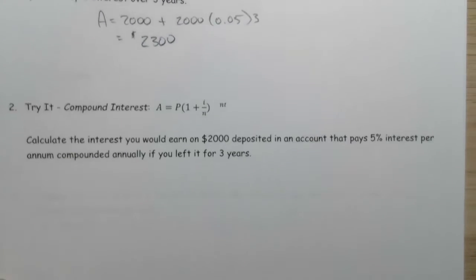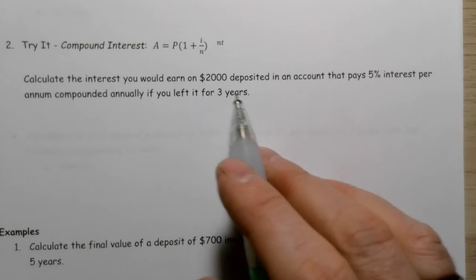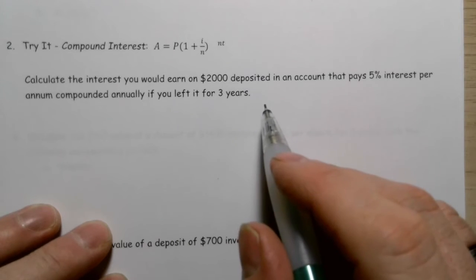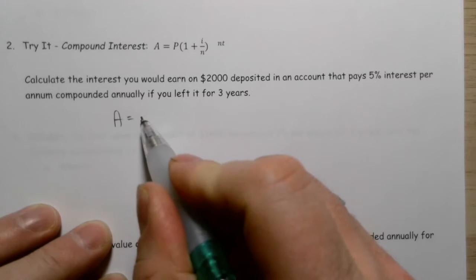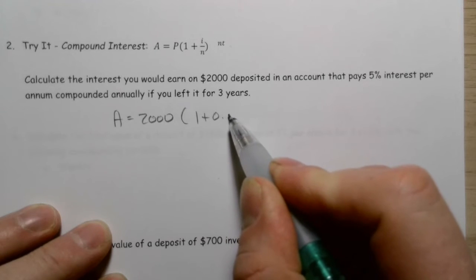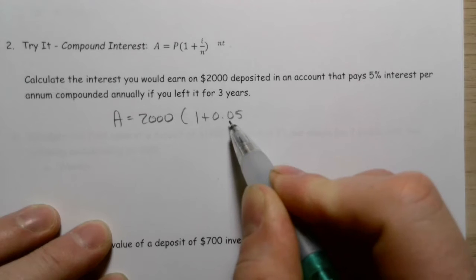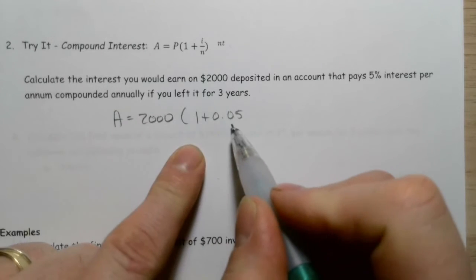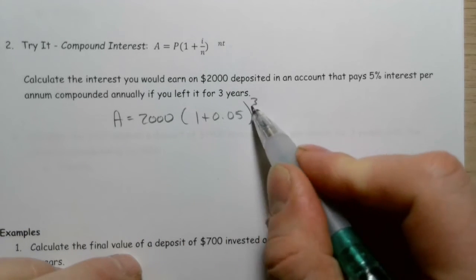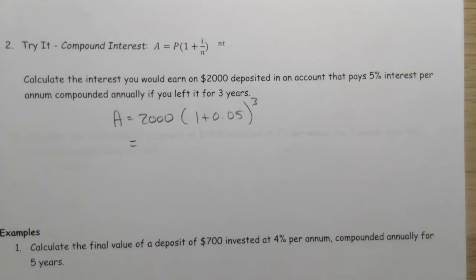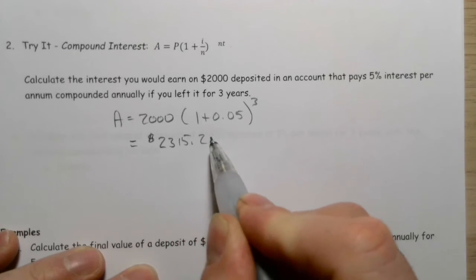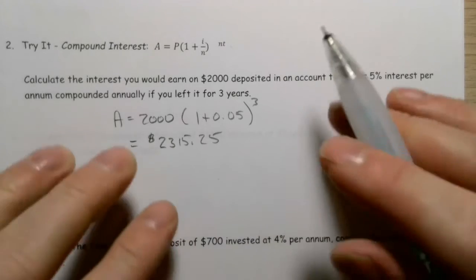Now, let's compare that to a compound account. Same situation, but what we're going to do here is invest $2,000, and it's going to pay 5% per year compounded annually, and we're going to leave it in there for 3 years. The only difference here is this is going to be compounded. So the accumulated amount is going to be the principal, so it's still $2,000, times 1 plus the interest rate, which is still that 5%, so we're going to put that in as 0.05. Because it's compounded annually, you would simply divide this by 1. And then the exponent is going to be 1 times the number of years, so we're going to put that up to just the 3 there. And when you plug that into your calculator, you'll get $2,315.25.